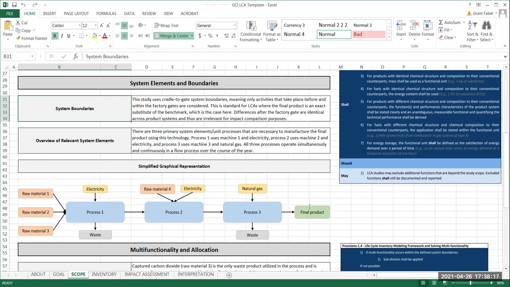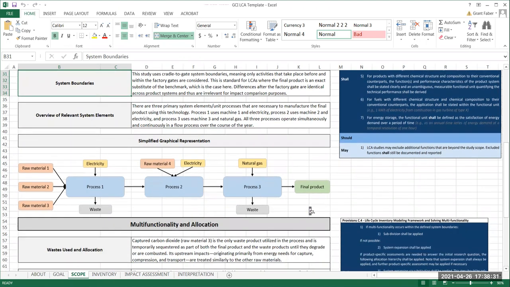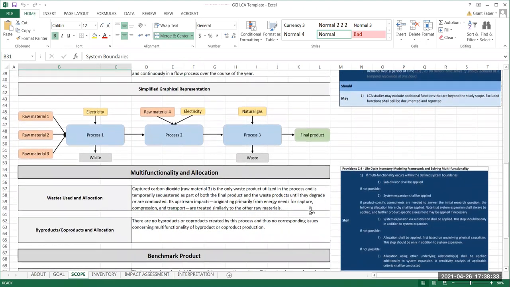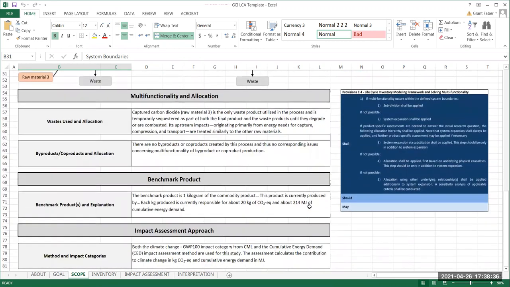And there's different guidance and guidelines that go into figuring out how one should properly set system boundaries, which again I won't go into here, but any sort of discussion related to that will go in the scope worksheet here. And then we have sections on multifunctionality. So basically, are there wastes being used in the process, or are there byproducts or co-products, which will all have potentially implications in terms of where impacts are allocated.